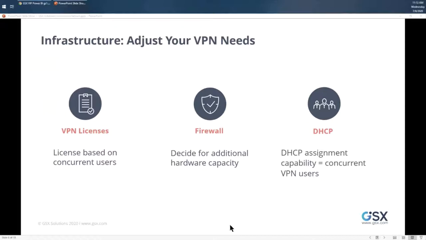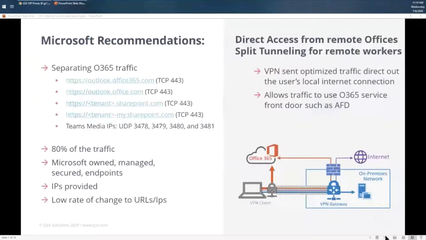You also need to be careful with your firewall, to make sure that when a large number of people are working remotely at the same time, it has the hardware capability. And finally, the DHCP is also under stress. When you connect to a VPN, you are given an IP address, and that number is limited by the DHCP, so you need to make sure your DHCP can assign as many addresses as you have concurrent VPN users. So those are three points that are sometimes well known, but also sometimes forgotten. It's very important to keep them in mind.